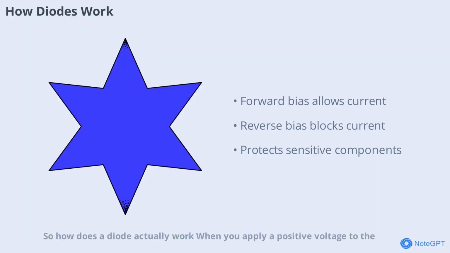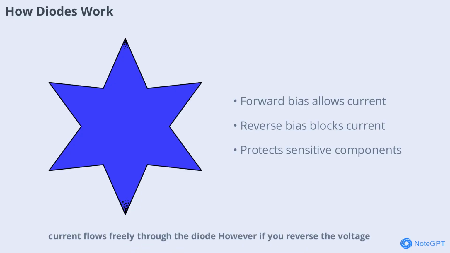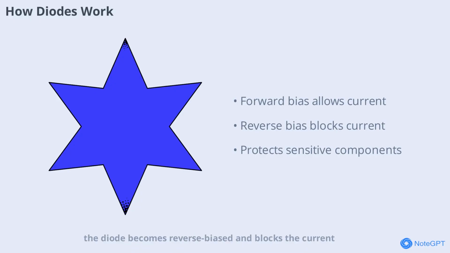So how does a diode actually work? When you apply a positive voltage to the anode and a negative voltage to the cathode, the diode is said to be forward biased. In this state, current flows freely through the diode. However, if you reverse the voltage, the diode becomes reverse biased and blocks the current. This behavior is crucial for protecting sensitive components and ensuring that electricity only flows where it's supposed to. The ability to control current flow with such precision is what makes diodes indispensable in electronics.